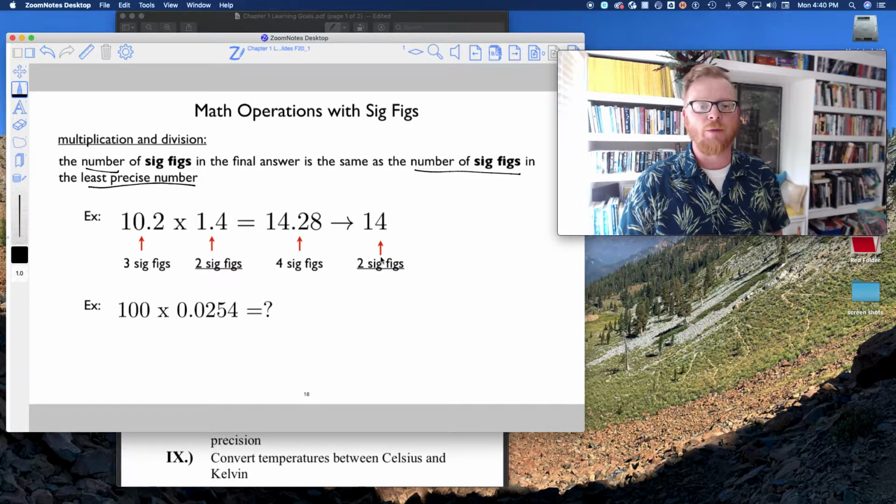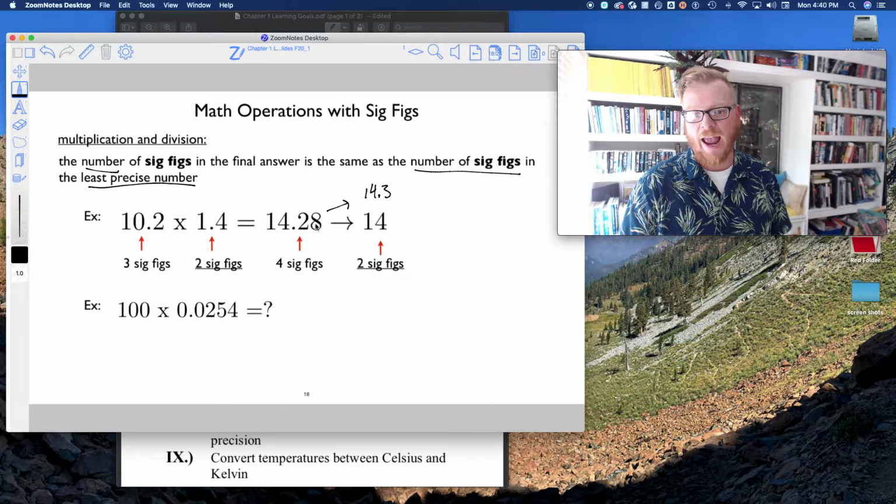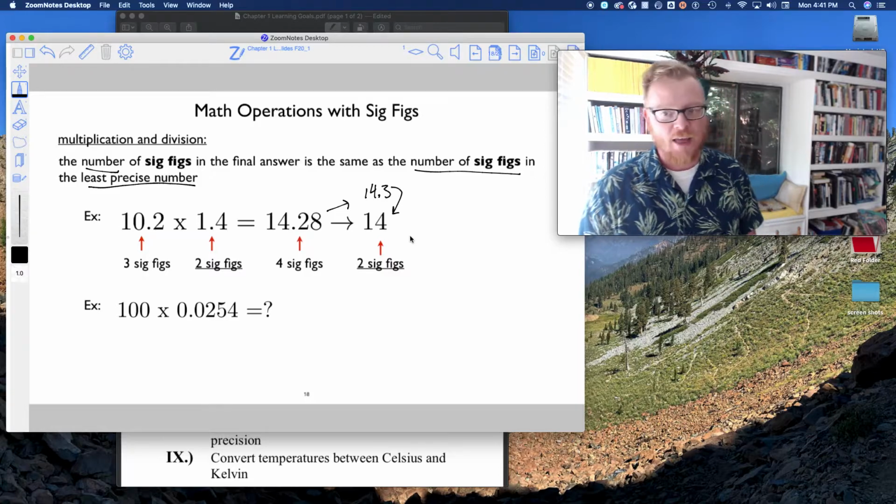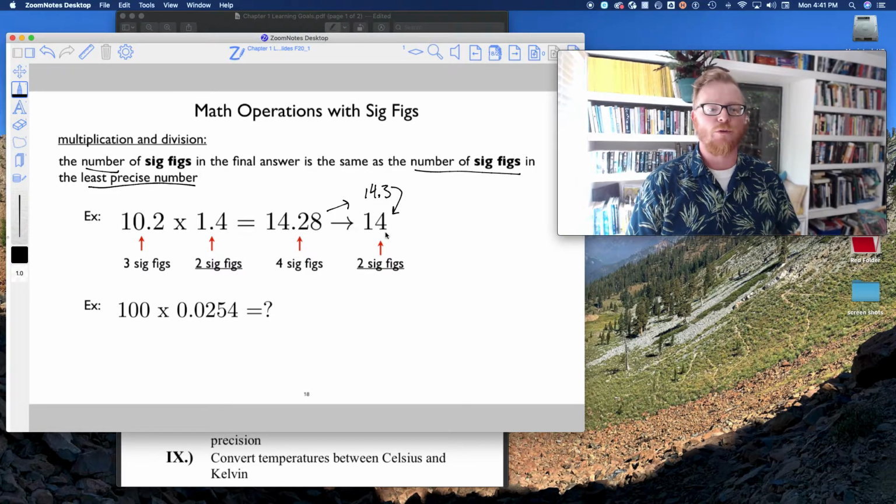And this is where we have to remember rounding and the rule of 5. If I were to round 14.28 to 3 sig figs, it would be 14.3, since 8 is greater than 5, so that makes this go up to a 3. But now, in getting 14.3 down to 2 sig figs, 3 is less than 5, so it rounds down to just 14. And not 14.0, because if I wrote 14.0, that would be 3 sig figs. So it's just 1, 4, 14.